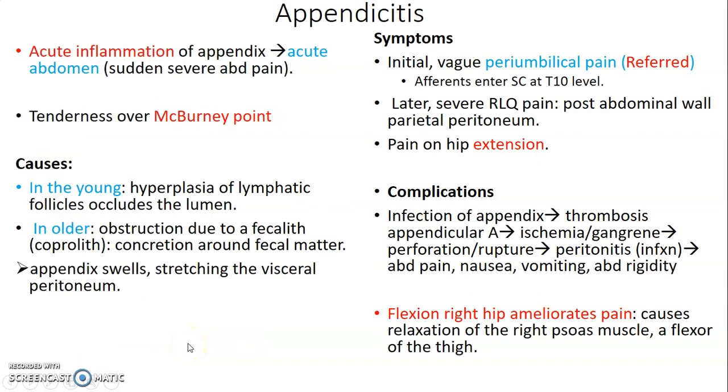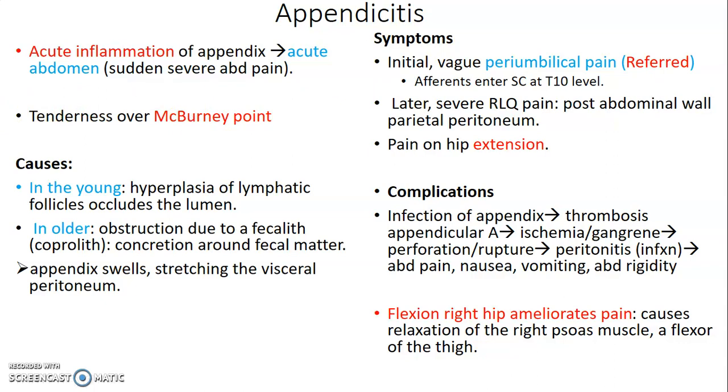referred pain. So what is appendicitis? Appendicitis is acute inflammation. Anything itis means inflammation. So appendicitis is acute inflammation of the appendix that leads to acute abdomen. Acute abdomen is just sudden, severe abdominal pain. Having abdominal pain that starts suddenly and is very severe. So appendicitis is characterized by tenderness over the McBurney's point.